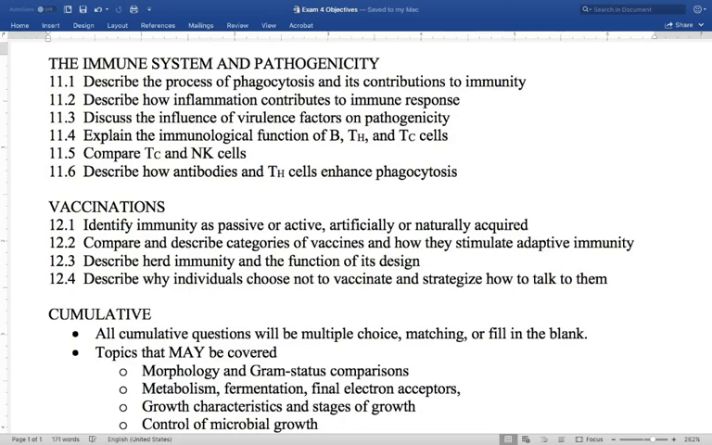So we've really focused on two main areas that have a lot of overlap with each other. We've talked about the immune system and pathogenicity, and we've talked about vaccination, or acquired immunity through artificial means. In total, there are 10 objectives listed here. First, we've talked about the process of phagocytosis and its contributions to immunity. You should be able to describe the individual steps of phagocytosis, how a pathogen is recognized by a macrophage or a neutrophil, and also be able to describe what might happen to those products after the phagocytosis has occurred.